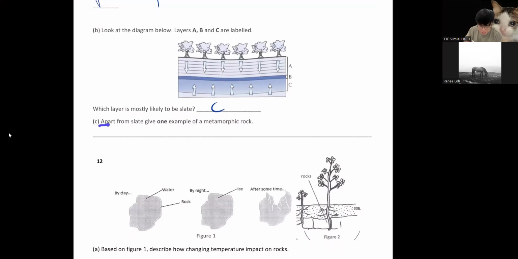So C, apart from slate, give one example of metamorphic rock. Okay, apart from slate, what else do you have? You have marble. All right, remember 2 examples for each rock. So igneous you have granite and basalt or obsidian. And then sedimentary, you have limestone, sandstone, all the stone. And then metamorphic, you have your slate and marble.